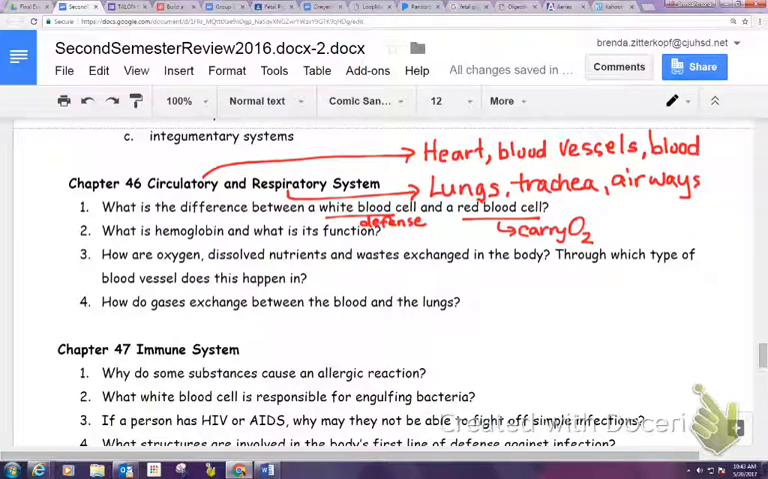What is hemoglobin and its function? Okay, hemoglobin is a protein. You find it in red blood cells. And its function is to carry oxygen and carbon dioxide. It's a protein. Hemoglobin is a protein carried in red blood cells. It's the protein in a red blood cell that allows the red blood cell to carry oxygen and carbon dioxide.